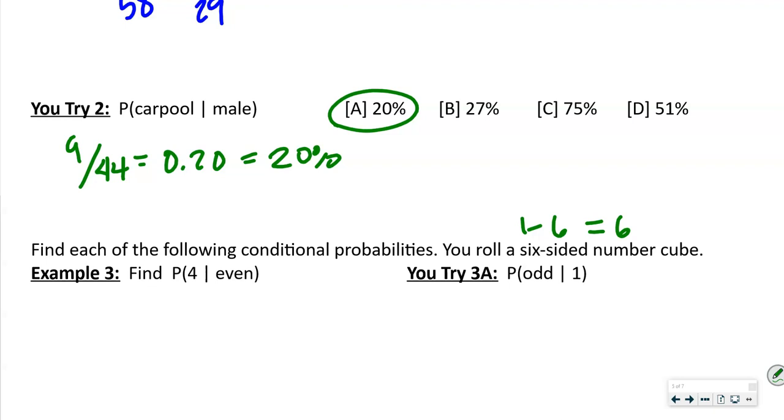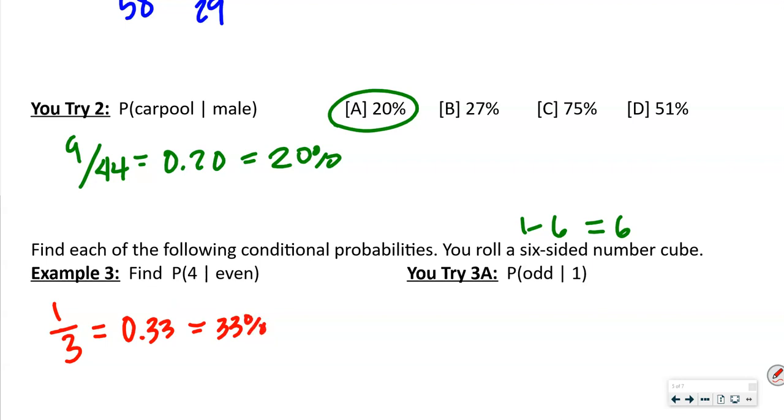So then it says find the probability of a 4 given that you've rolled an even number. So how many of those numbers 1 through 6 are even? That's going to be 3, right? And then how many of the even numbers, 2, 4, 6, are a 4? One of them, right? So that's 1 over 3, which is 0.33, which is also equal to 33%.